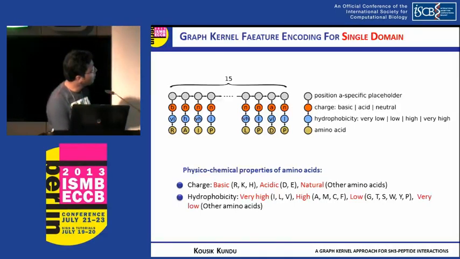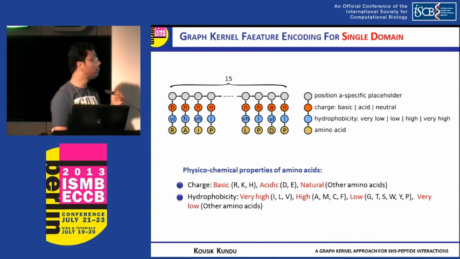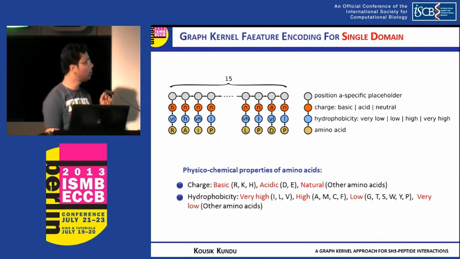So how do we encode the features here? You see here a peptide sequence with gray circles. We have a position-specific placeholder, which means we do not have any fixed position for a certain amino acid. And we introduce the physicochemical properties, which are charge, hydrophobicity, and finally the amino acid type. We also tried different orders of the encoding, and we found that this order of encoding gave us a very good discriminative model.